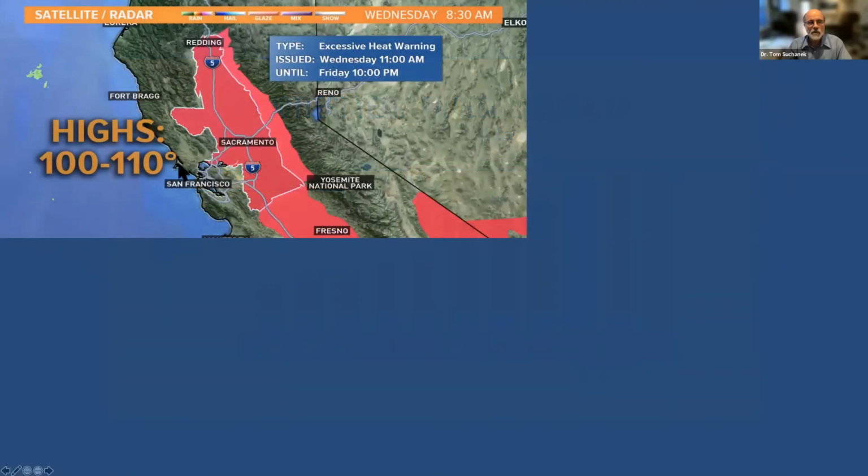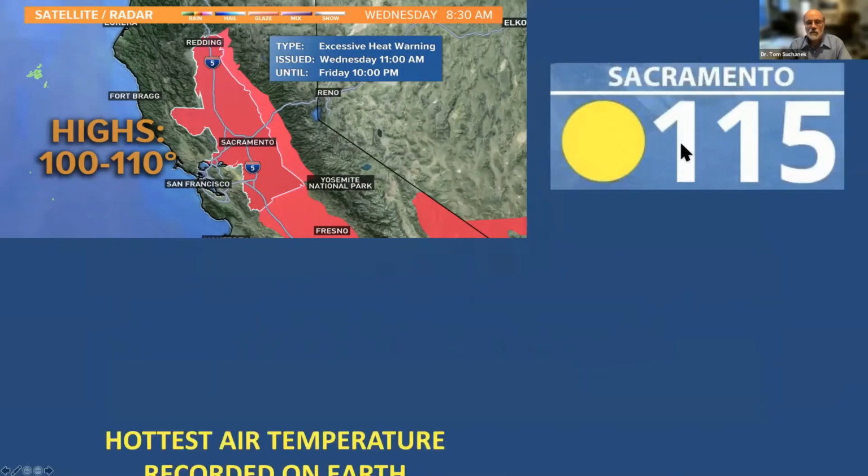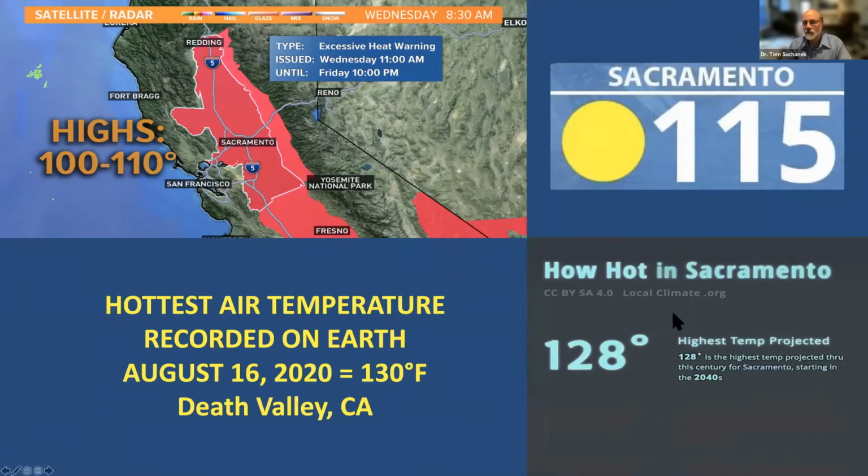In Sacramento, we encounter tremendous heat in the summer, sometimes 100 to 110. The highest temperature in Sacramento has been 115 degrees. That's really hot. But the hottest air temperature recorded on Earth was just this last August, 130 degrees in Death Valley. Now, I don't want to see much of that happening anymore. However, if we continue emitting carbon dioxide and other greenhouse gases into the atmosphere at the rate we're going now, by the 2040s it's expected that Sacramento will be experiencing 128 degree temperatures. That's something that I don't think any of us really want.